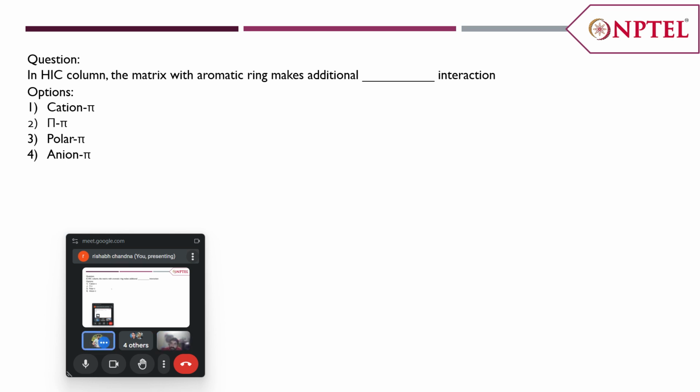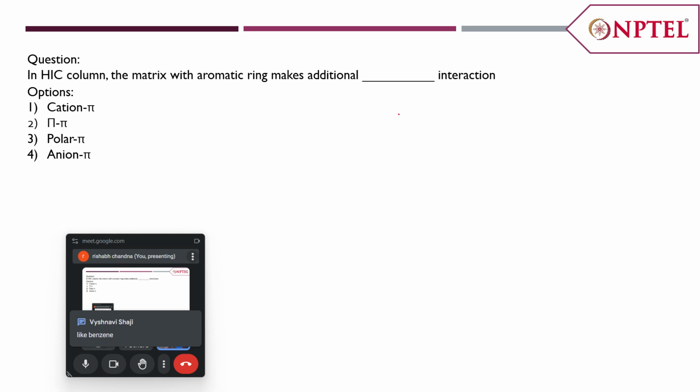Cation pi. Okay. Any more answers? Okay. Any more answers? So, can anybody explain what an aromatic ring is? Just the basic. I don't want the specific chemical formula or something. Just the basic.